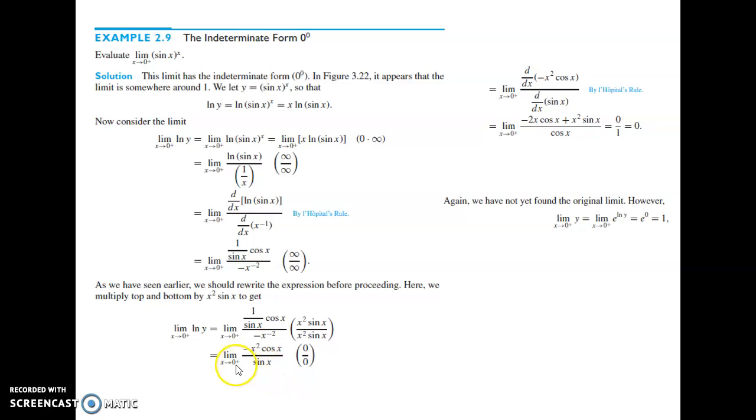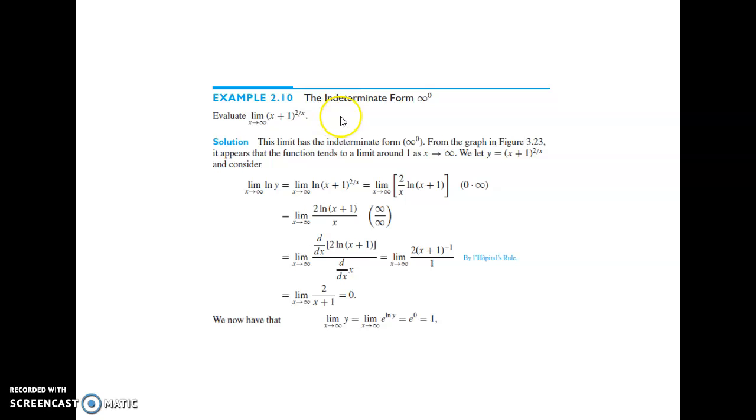Then I have this. Again, it is 0 by 0. I will use L'Hopital's rule. See, I find the derivative of this, then I get this. Now I put x equal to 0, get 0 by 1 equal to 0. Now this 0 is the limit of ln y. So I have to cancel this ln. So I will take e raised to ln y. So ln y is 0, e raised to 0. So e raised to 0 is 1. So this 1 is the limit of y, and this 0 is the limit of ln y. But this is the answer, not this.